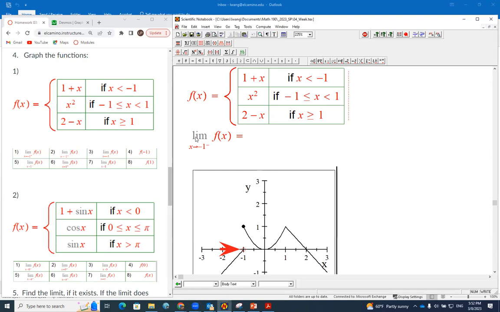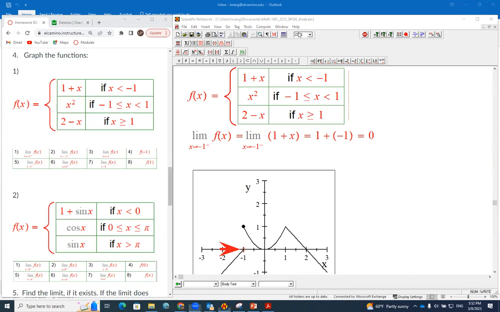So that will be equal to, you replace f of x by 1 plus x. At this point, whether you have the graph or not doesn't matter if you know how to read the piecewise function. This is a polynomial, so you can substitute. So 1 plus -1, direct substitution, equals 0. That's how you can show your work.